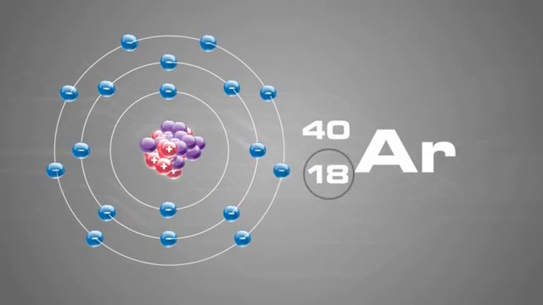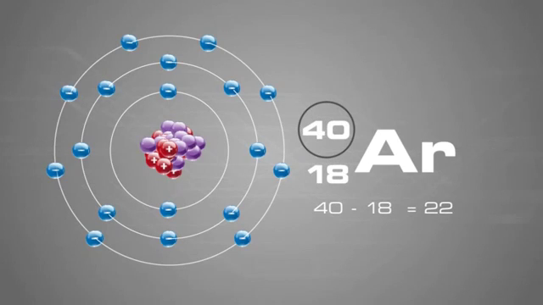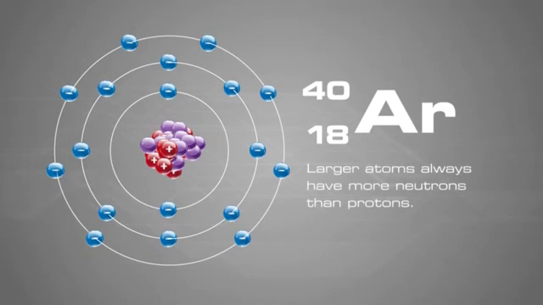Argon has 18 protons in its nucleus and therefore again 18 electrons. The nucleon number is 40. We know that there are 18 protons and therefore there must be 22 neutrons. Larger atoms always have more neutrons than protons.